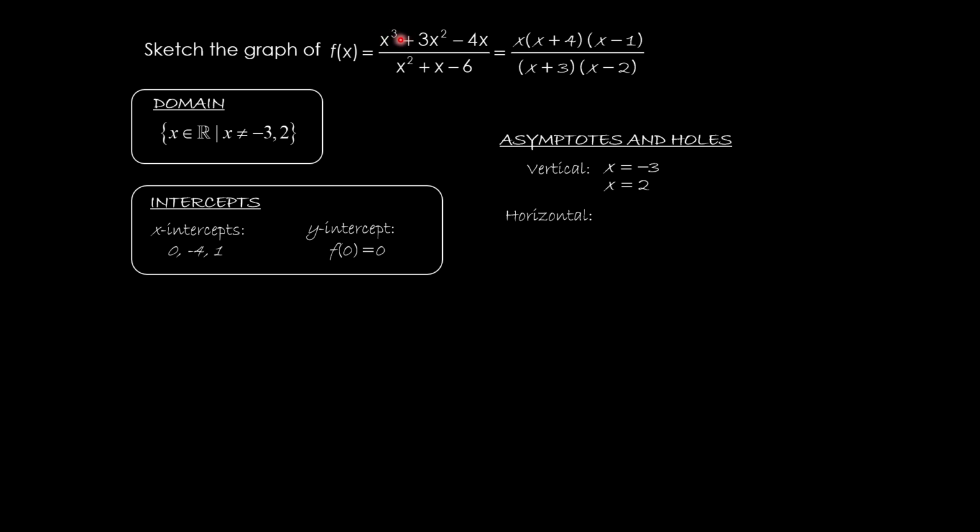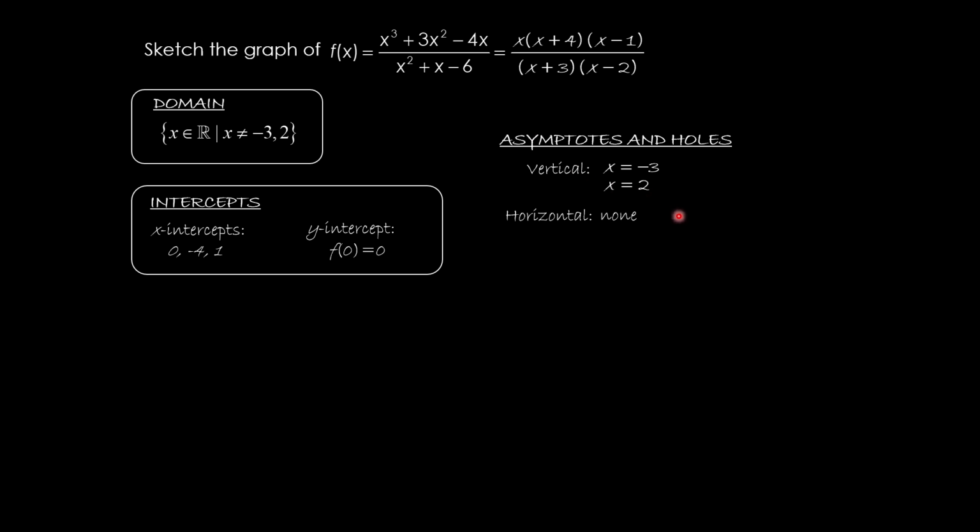We have a degree 3 polynomial in the numerator, and we only have a degree 2 polynomial in the denominator. So we have a higher degree in the numerator than in the denominator. So we will not have any horizontal asymptote in this case. We only get a horizontal asymptote if the degree of the numerator is less than or equal to the degree of the denominator. So none for horizontal asymptotes.